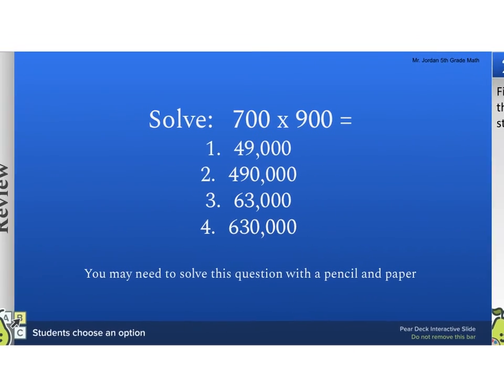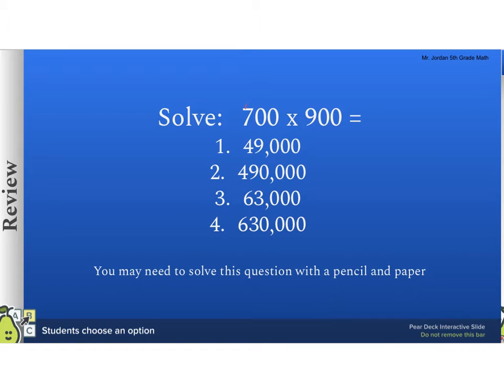This question, 7 times 9. So we have 7 times 9 is 63. Count the zeros. 1, 2, 3, 4 zeros. So we have 63 and 63. How many zeros? 1, 2, 3. No. 1, 2, 3, 4. Yes, number 4.